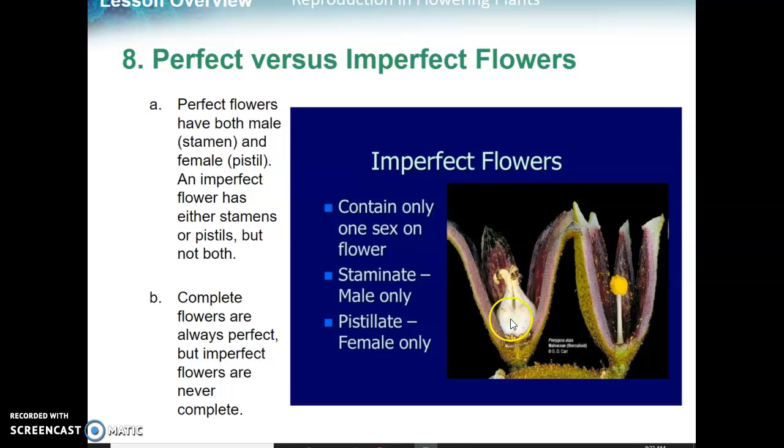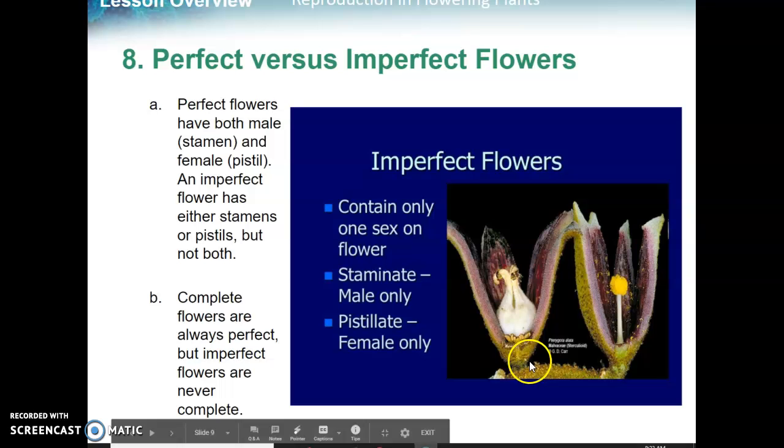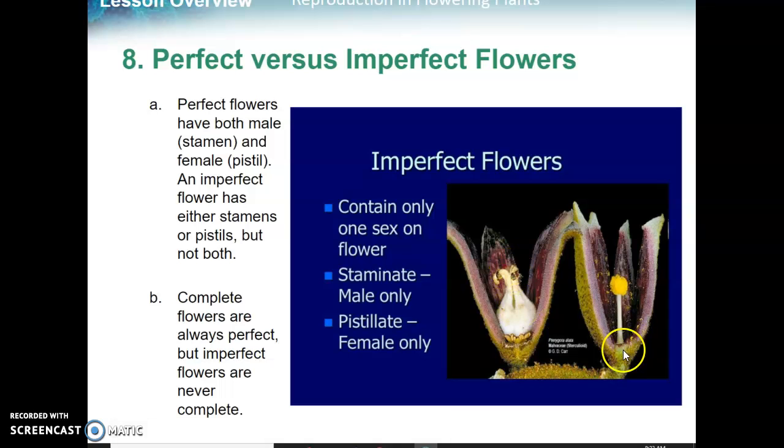This is a staminate flower, it's got the male piece, and this is a pistillate flower, it's got the female piece. Oh, excuse me, I said that backwards. This is the pistillate flower, this is the female, this is the pistil, and this is the staminate flower, the male flower. Here is a stamen with pollen at the top of that.